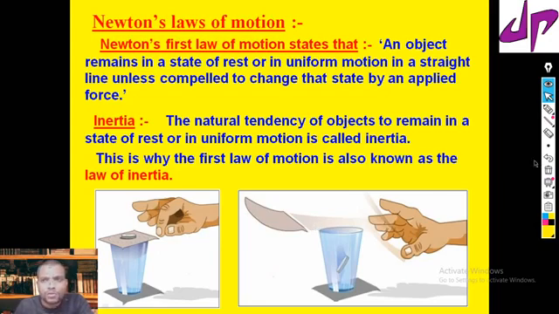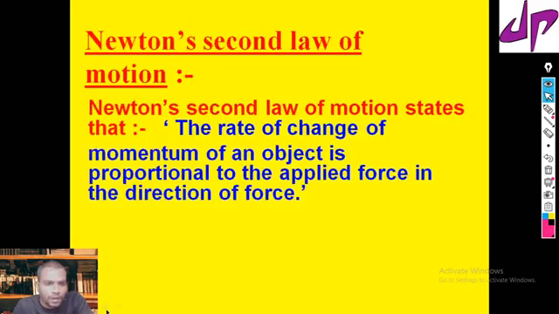And this we also define in terms of a law, the law of inertia. Inertia is nothing but a natural tendency of objects to remain in the state of rest. So this we defined as Newton's first law, and we discussed so many examples. And we discussed Newton's second law.